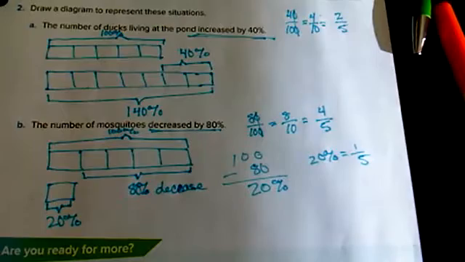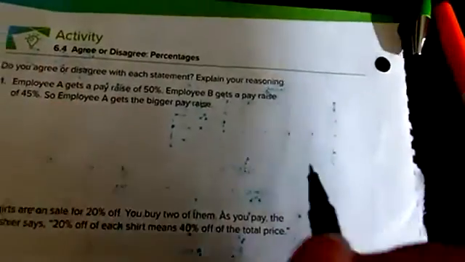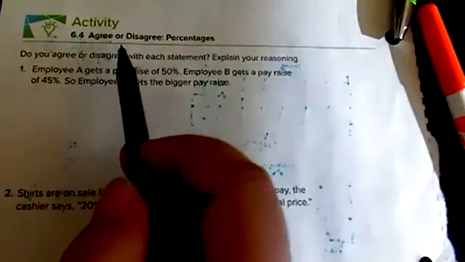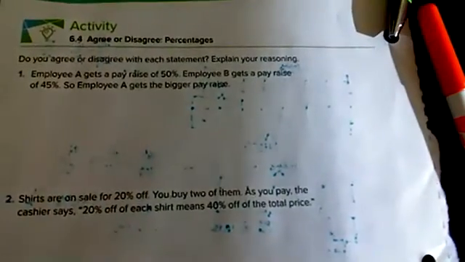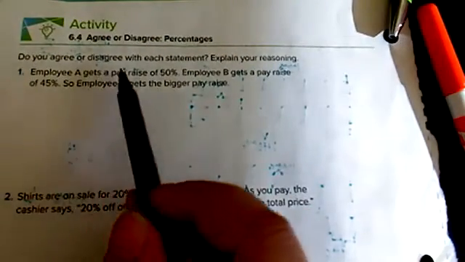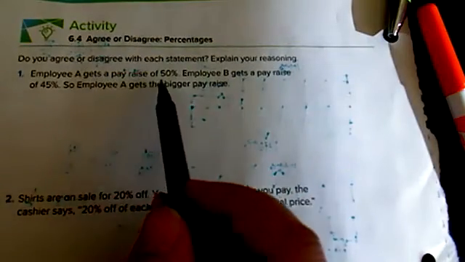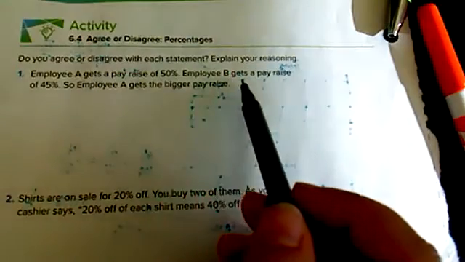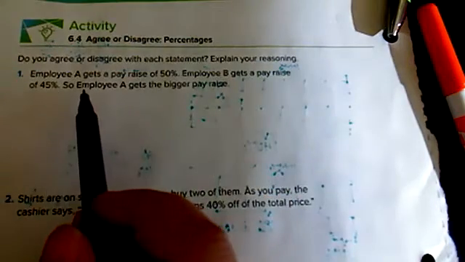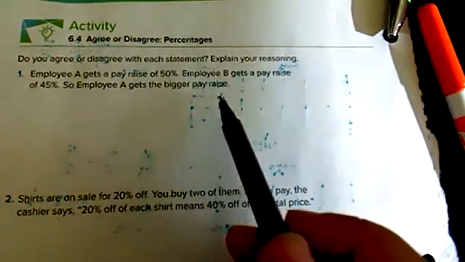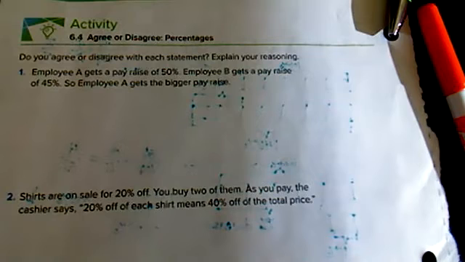All right, let's flip the page to 282. And it's going to say 6.4, agree or disagree with the percentages. So do you agree or disagree with each statement? Explain your reasoning. Employee A gets a pay raise of 50%. Employee B gets a pay raise of 45%. So employee A gets the bigger raise. Well, think about that. Do you think a 50% raise or a 45% raise would be a larger raise?